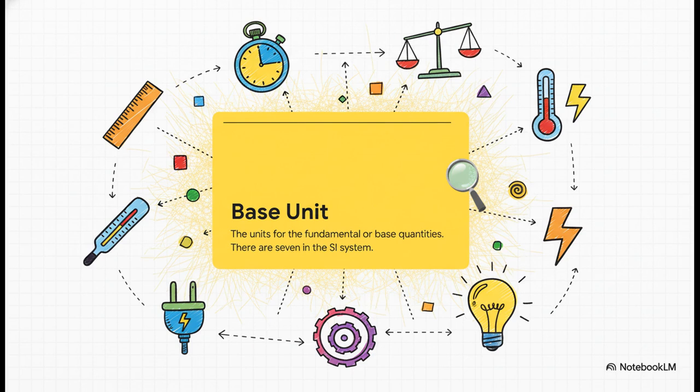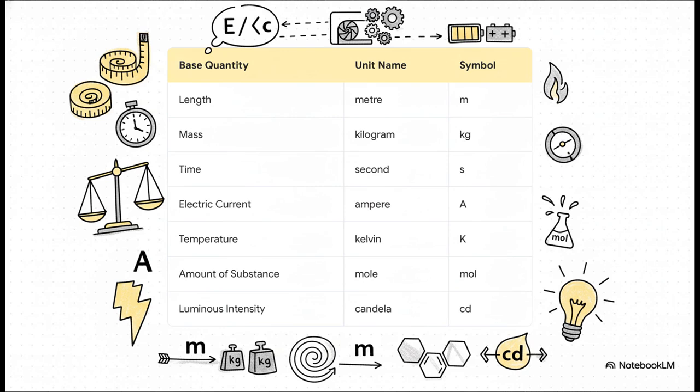Now, the real genius of the SI system is how it's built. It all starts with just 7 fundamental building blocks. These are called base units. You can think of them like the primary colors of measurement. From these 7, you can mix and create every other unit imaginable. And here they are, the magnificent 7.